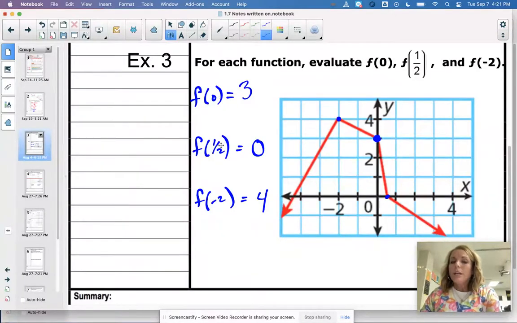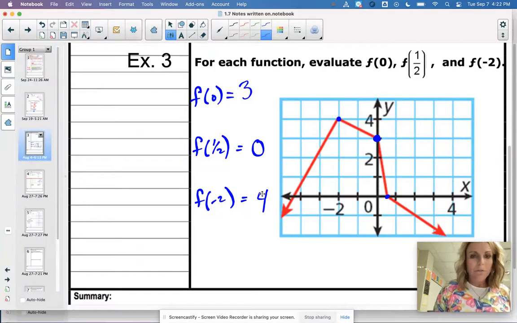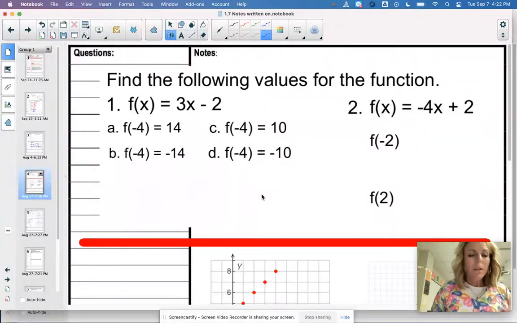So again, for each of these inputs, we have an output, which is our y value. We found those by looking at the graph. Up here, find the following values for the function. We are going to do those in class.